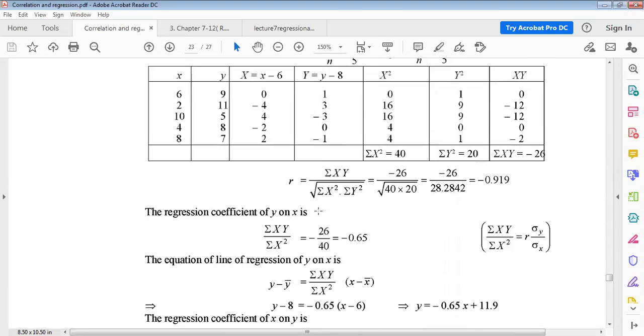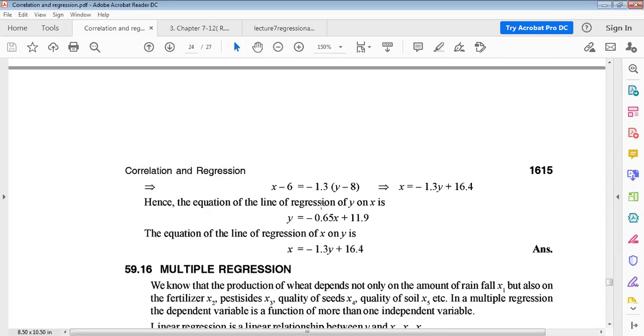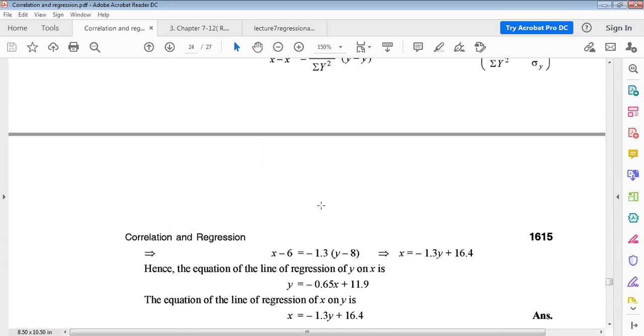Example 27 will be homework for you. Similar process. Today is the end of the first part of regression analysis. Try to do it at home and practice it.